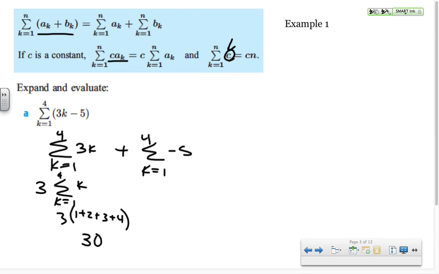Okay, and now I'm going to take this number here. Remember, this says if it's just a constant or a number that doesn't have a variable, we just multiply it by the n value of what's on the top. So negative 5 times 4 is negative 20. 30 plus negative 20 is 10. In some ways, I don't know that it's necessarily less work than before, but it's just another thing to be aware of. So.